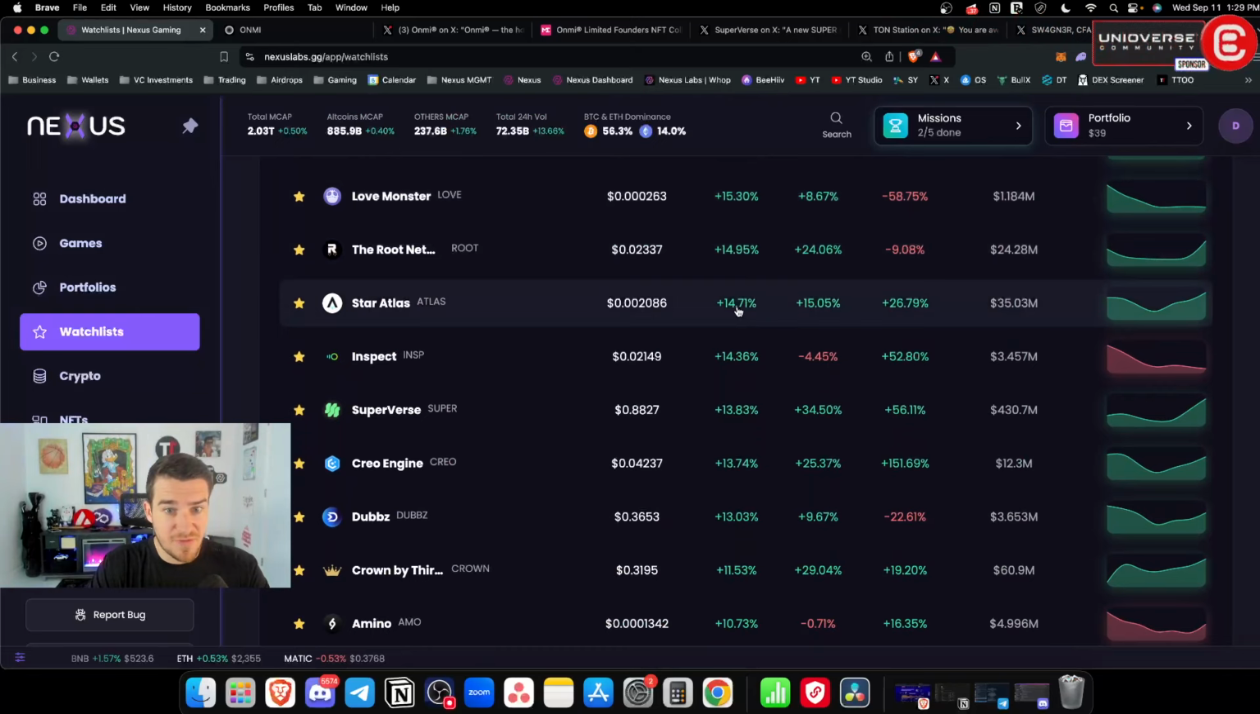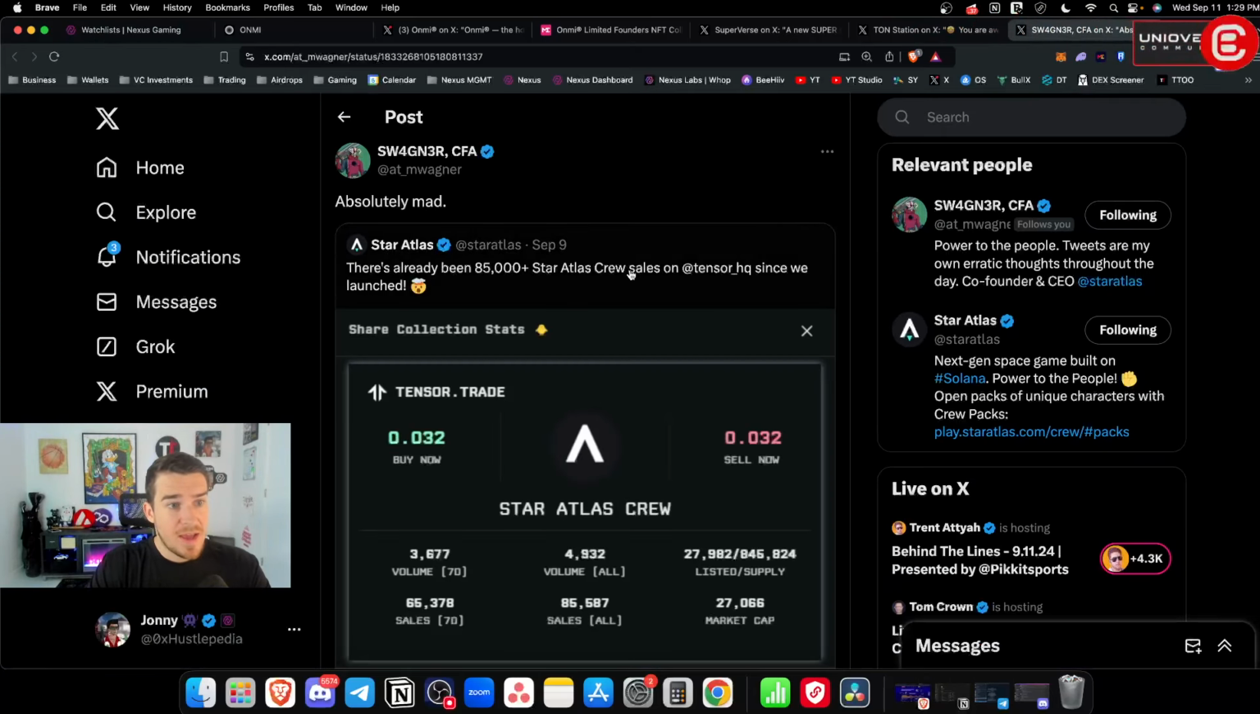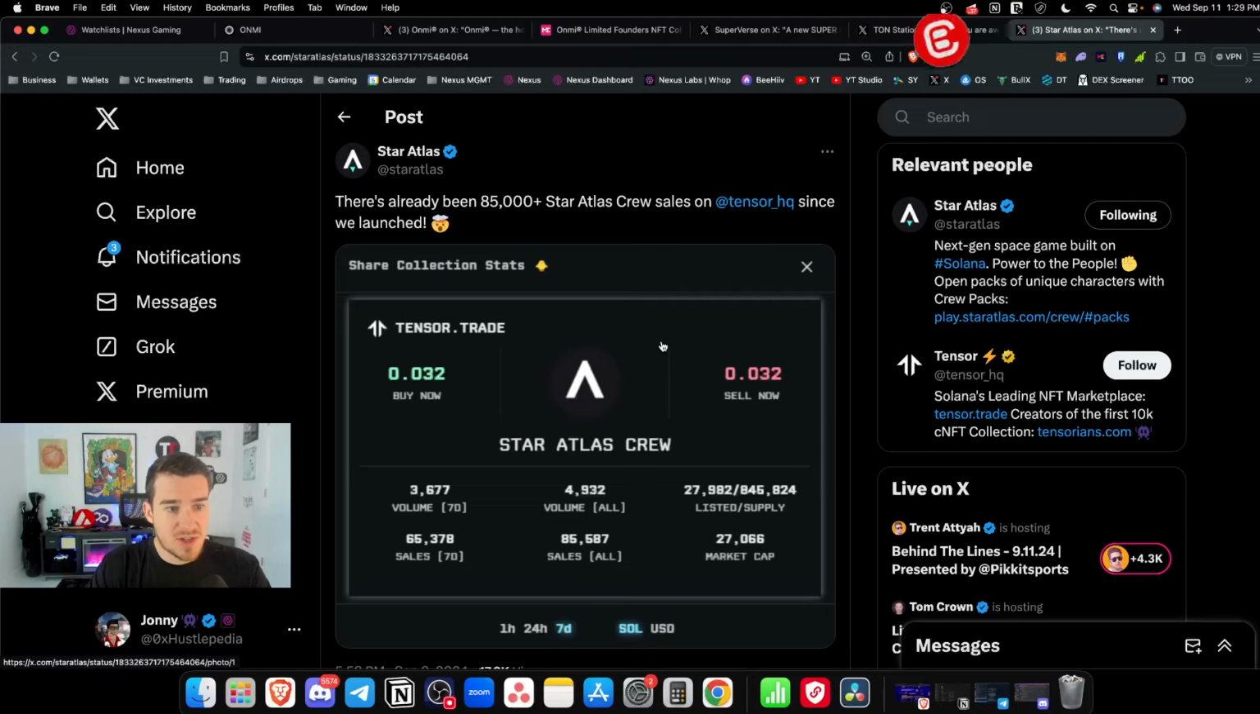And then if we look at the daily, some altcoins are performing very well. We have Star Atlas up 15%. I actually had this pulled up. A lot of people, I think, overlook Star Atlas.